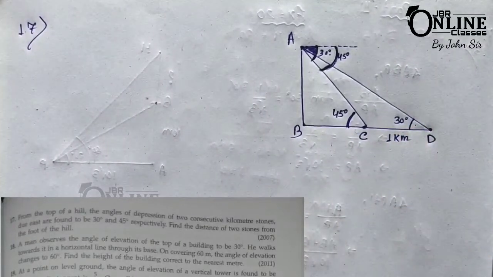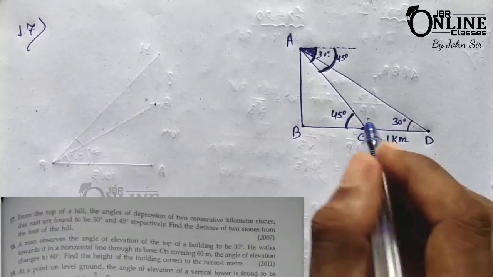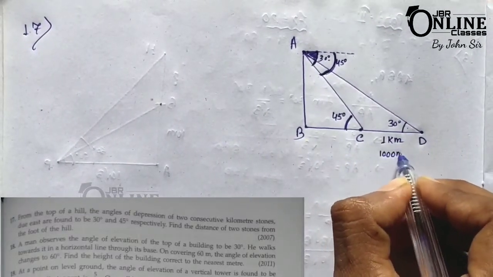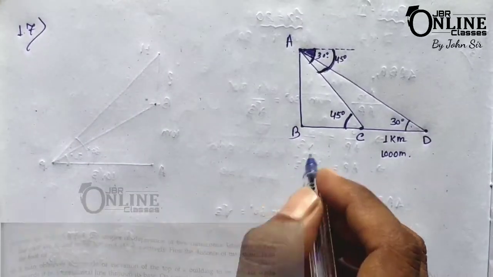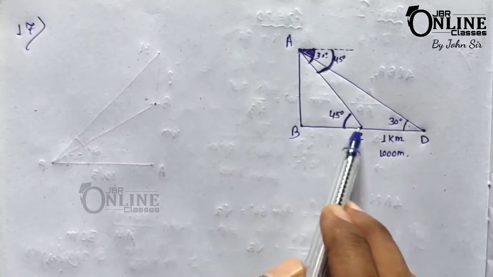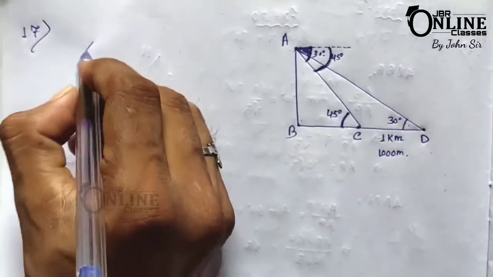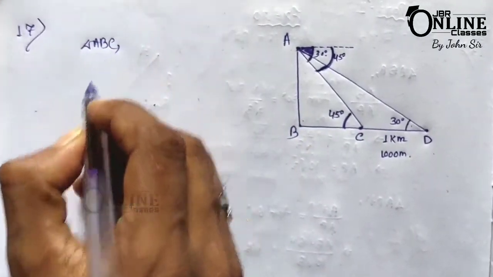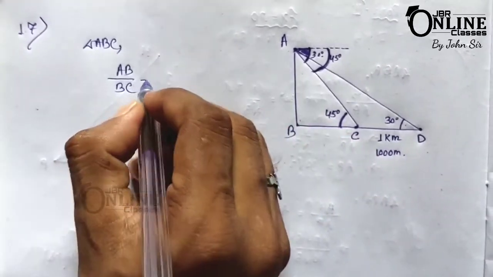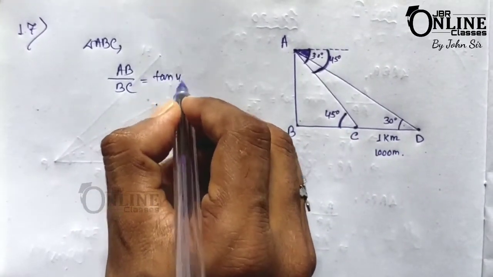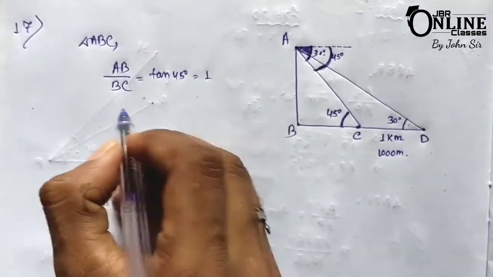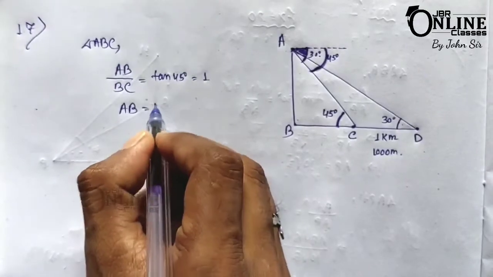Okay, now clear? Now as 1 kilometer means 1000 meter, all of you know that. So now we can solve this problem. From triangle ABC, which is a right angle triangle, AB by BC, that means perpendicular by base, equals tan 45 degree. Now the value of tan 45 equals 1, so we can write that AB equals BC.